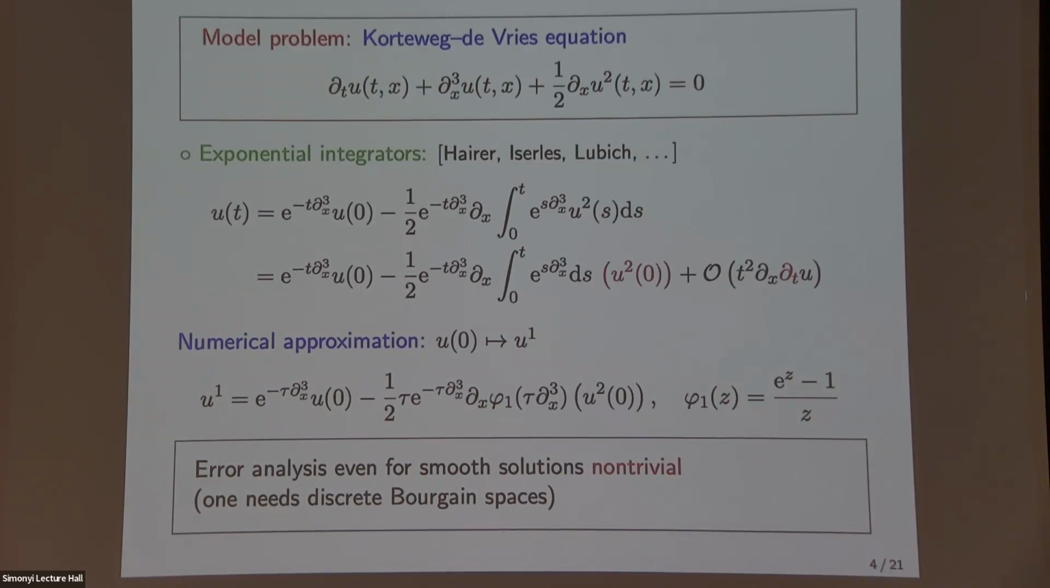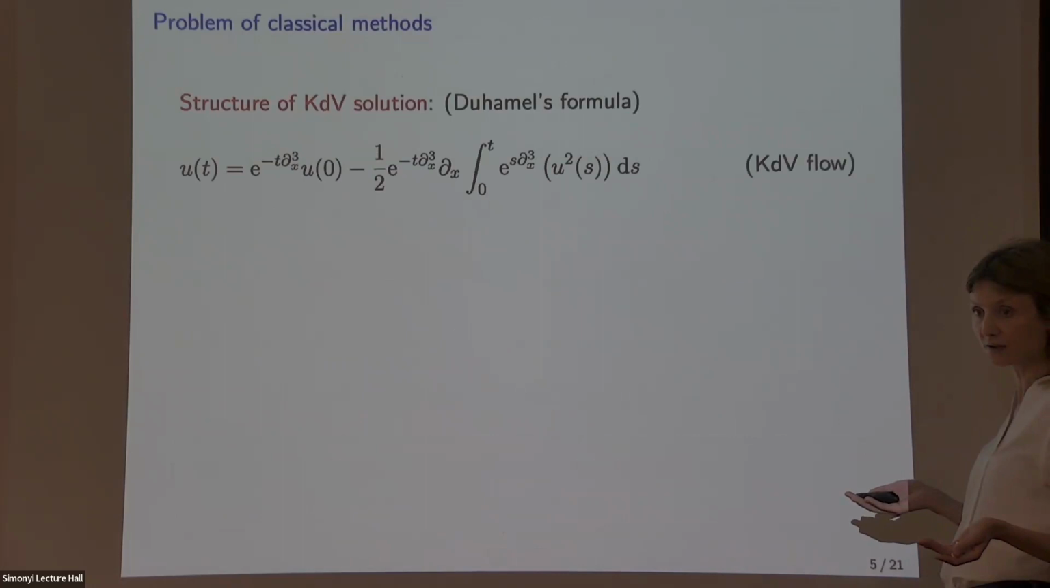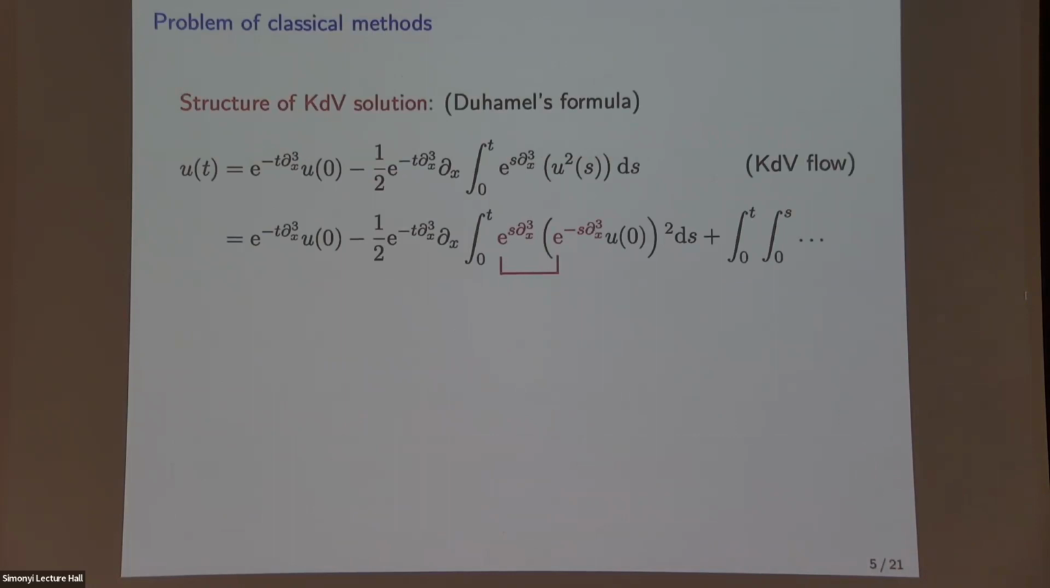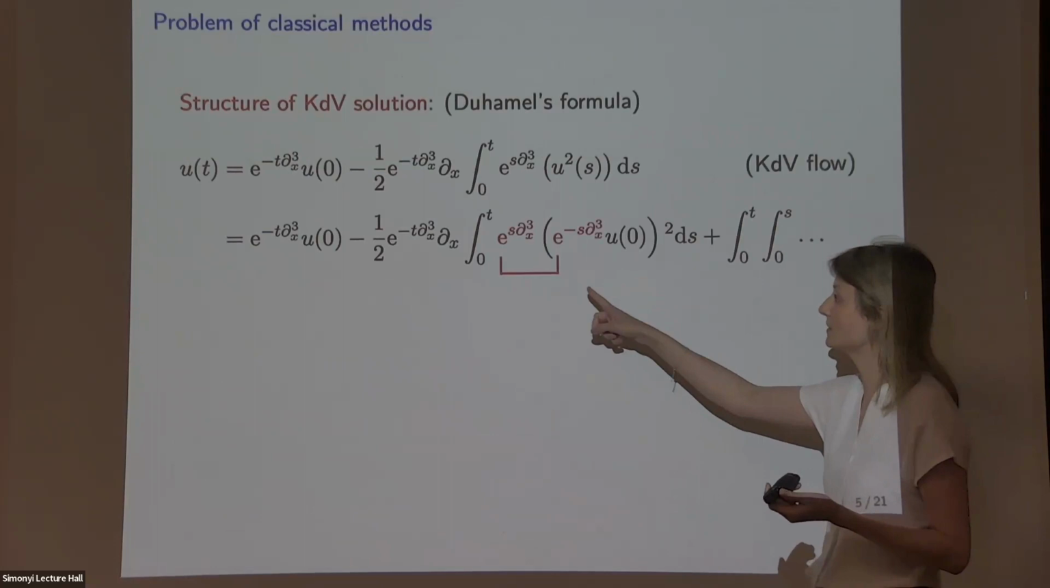But somehow at this point, I was curious: the KdV equation is such a fundamental model, completely integrable. Why do classical methods need so much smoothness? And why is it so difficult to show convergence of these methods? If we want to understand this, we have to understand the underlying structure of the KdV solution in a better way. To do so, we again go back to Duhamel's formula, and in order to have a rough idea of the solution, we just iterate Duhamel's formula. Then we see that the underlying structure of the KdV solution is driven by the nonlinear frequency interaction of exponential i s ∂x cubed and exponential minus i s ∂x cubed.